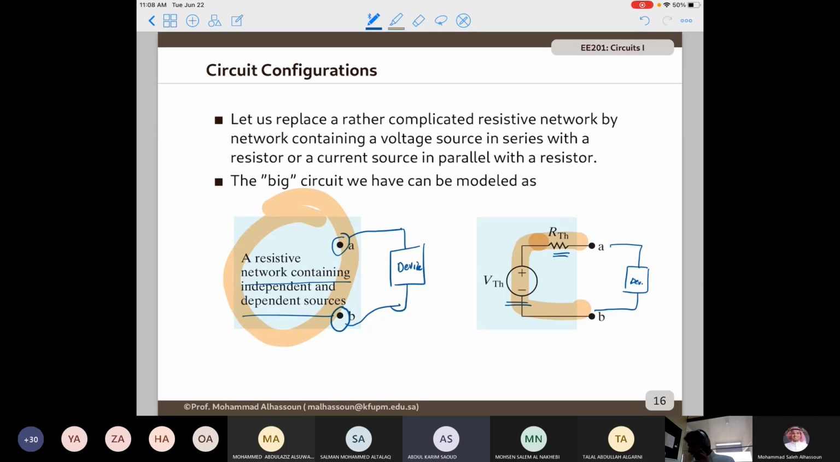Yes. Thank you. Okay. So what we want to study is this representation, how to build this representation if we have a complicated circuit. Ziad?